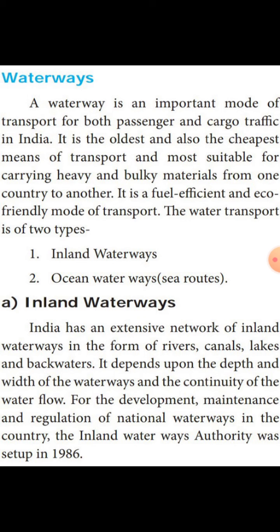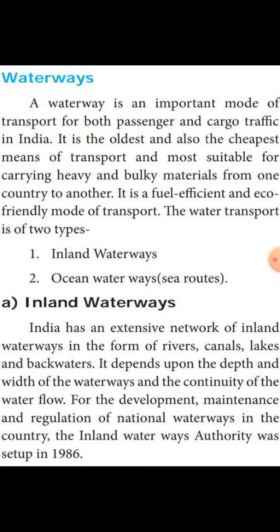Listen very carefully, students. Waterway is an important mode of transport for passengers and cargo traffic in India. It carries passengers and cargo. Cargo means goods carried on a ship. The waterway is the oldest and cheapest means of transport.